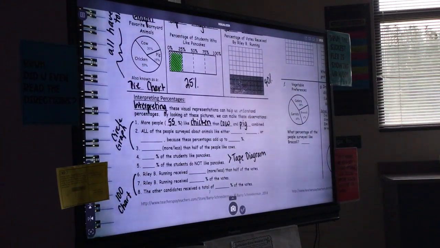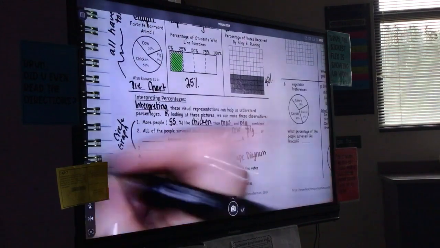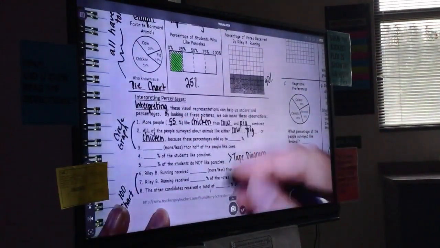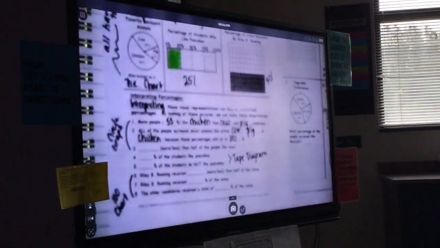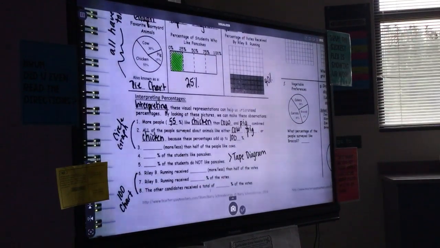All right, number 2 says all of the people surveyed about animals like either blank, blank, or blank, because the percentage adds up to blank. So what do you think goes in there? Blake? Cow, pig, chicken, because it adds up to 100. Perfect. So cow, pig, or chicken, because these percentages add up to 100. Can we add up all the numbers and see if that works?